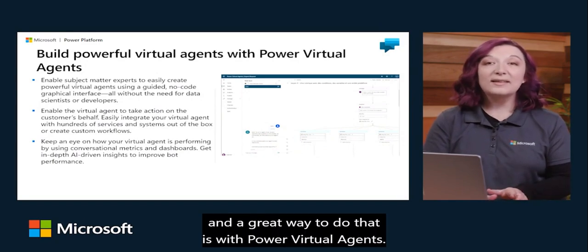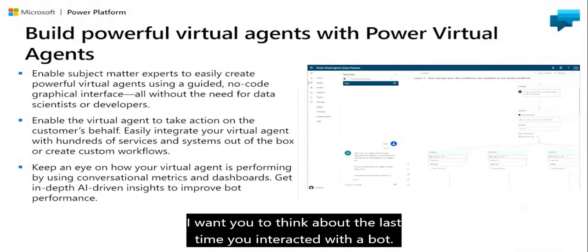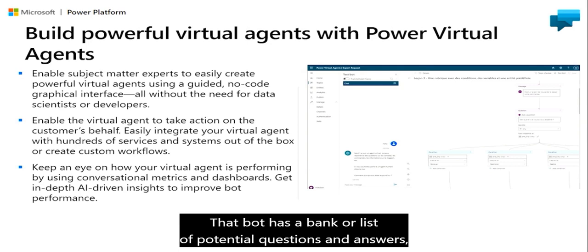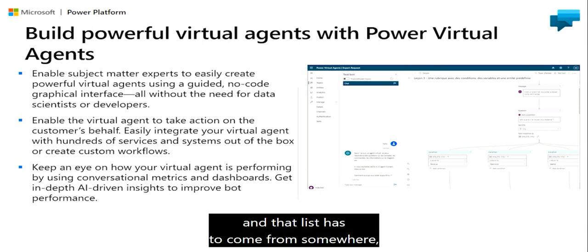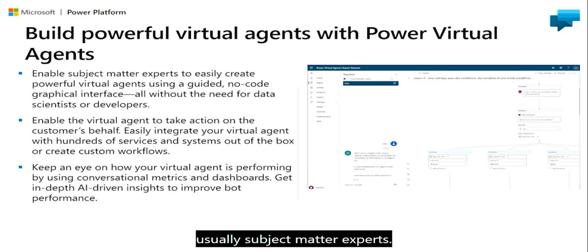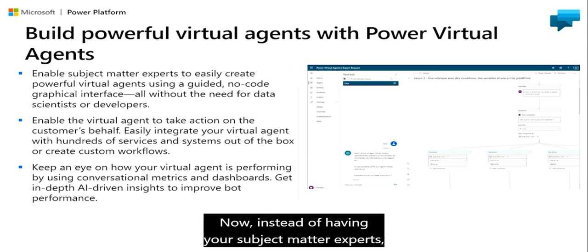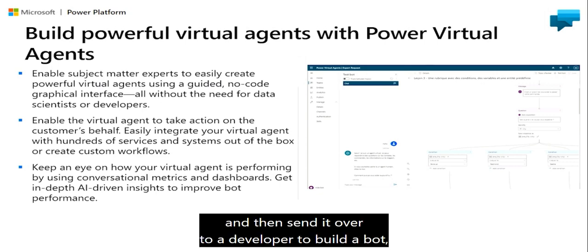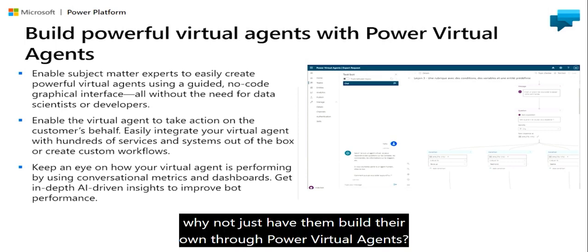The Power Platform is all about making your life easier. And a great way to do that is with Power Virtual Agents. I want you to think about the last time you interacted with a bot. Maybe you needed to submit a support ticket or you just had a question about a product. That bot has a bank or list of potential questions and answers, and that list has to come from somewhere, usually subject matter experts. Now, instead of having your subject matter experts or SMEs compose the bank of all types of questions and answers and then send it over to a developer to build a bot, why not just have them build their own through Power Virtual Agents?